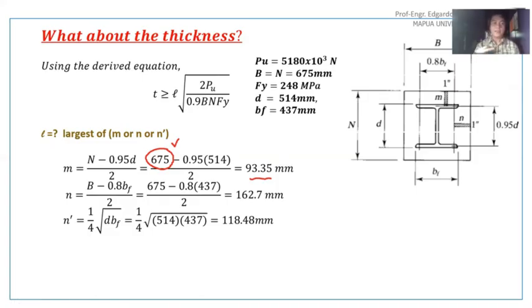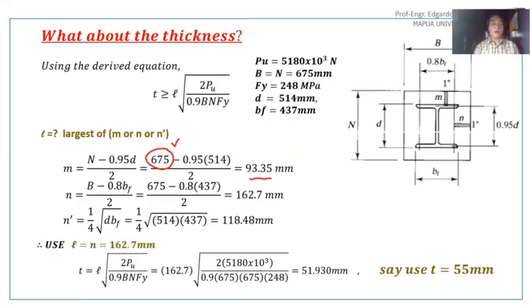So among these tatlong values, we have to choose yung largest. Kung sino yung pinakamalaki, yun yung gagamitin natin small letter l dun sa formula ng thickness. And we got 162. Okay? So we have the l, 162. Yung Pu, okay, so yun yung ultimate load coming from the dead and live. Tapos yung B, ito yung nasolve natin kanina, tsaka yung N, tsaka yung Fy given naman. So we solve for the thickness, 51. So 51 would be the minimum thickness as per computation. And we rounded up, say 55, multiples of 5 lang, multiples of 5 millimeters. So we got 55 millimeter to be the thickness.